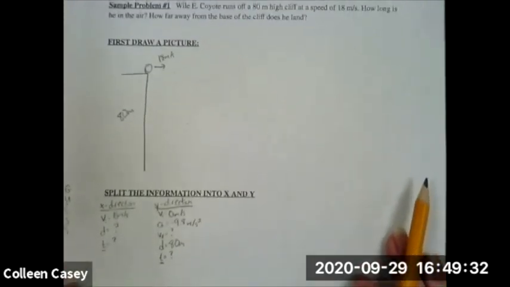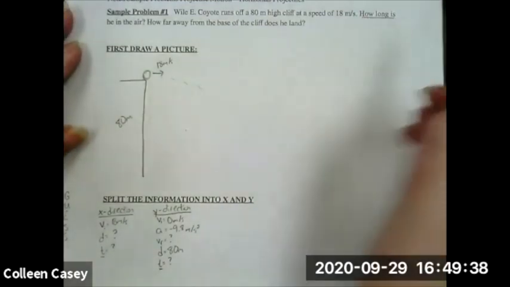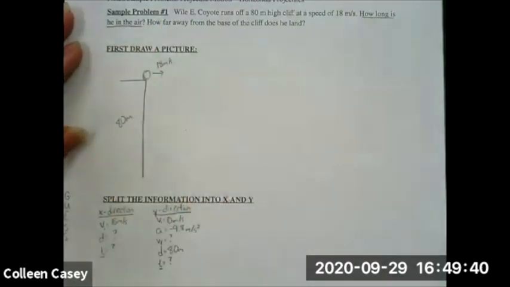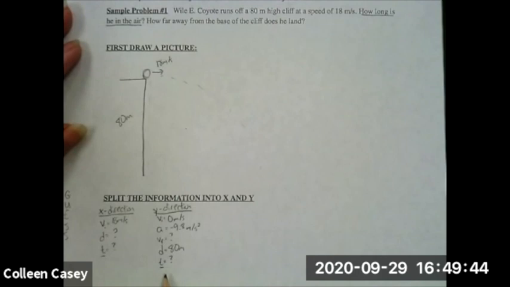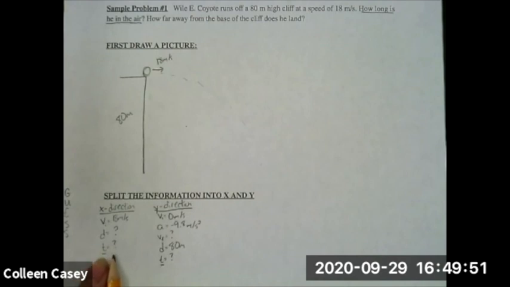So I've got a lot of information written on the paper now. Let's go back and look at what the question wants. The first thing is, how long is Wile E. Coyote in the air? So that is going to be my time. I'm going to start by looking for t. Now, if I tried to find time in the x direction, I've got one thing that I do know and two things that I don't.